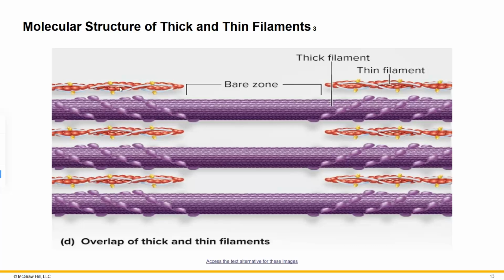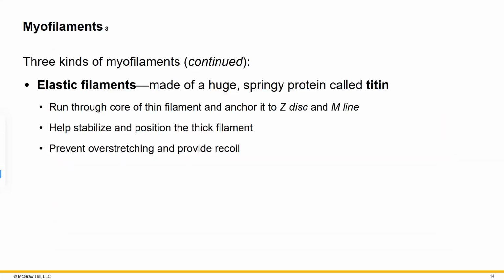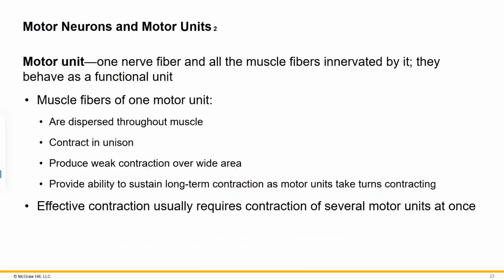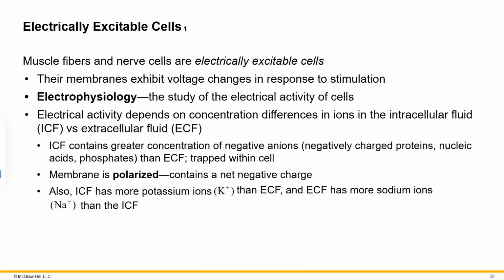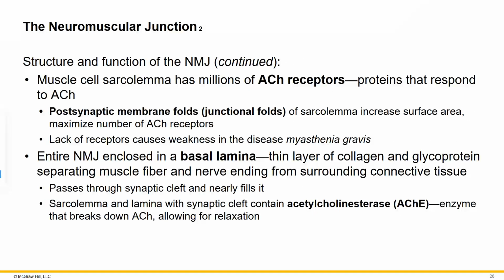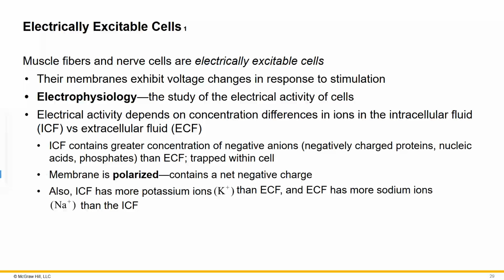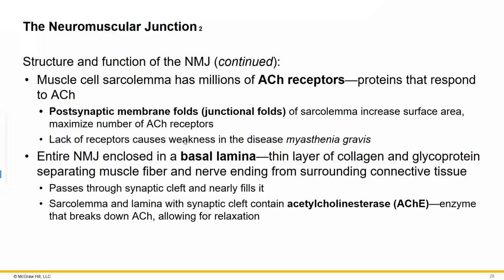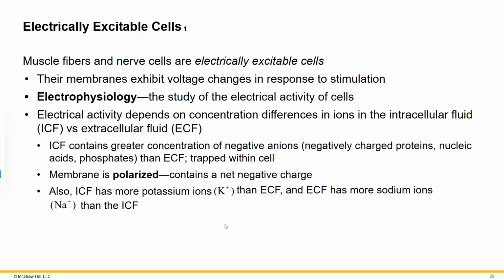In order to stop this from happening, or to relax the muscle, all of the calcium has to be sucked back up into the sarcoplasmic reticulum. And we have to destroy any acetylcholine that stimulated the muscle contraction in the first place. So that's where we're talking about acetylcholinesterase. It's the enzyme that breaks down acetylcholine, allowing for the relaxation of the muscle.